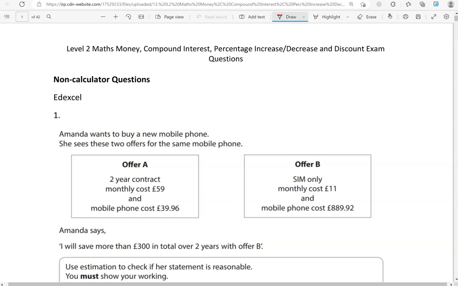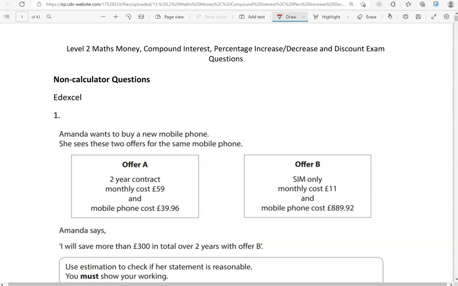Here is the first one. Amanda wants to buy a new mobile phone. She sees these two offers for the same mobile phone. We've got offer A, 2-year contract, monthly cost £59 and mobile phone cost £39.96. Offer B, SIM only, monthly cost £11 and mobile phone cost £889.92. Amanda says, I will save more than £300 in total over 2 years with offer B. Use estimation to check if her statement is reasonable. You must show your working.